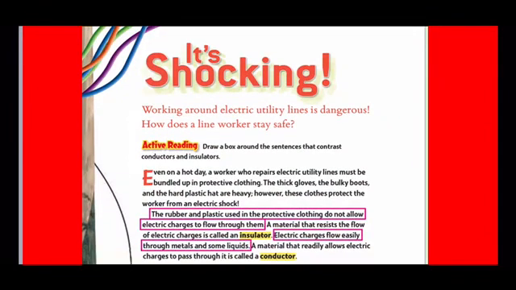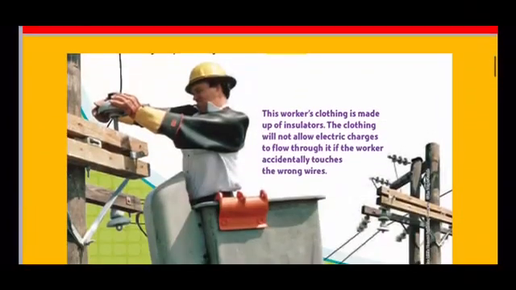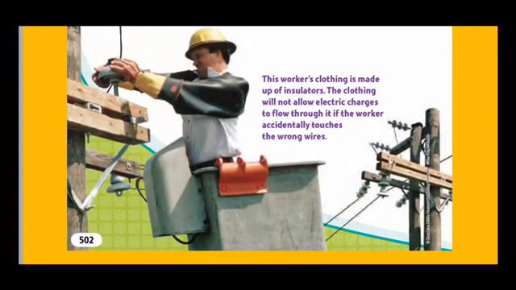Definitely. Working around electric utility lines is dangerous. How does a line worker stay safe? Look at this guy. He's working around a utility electric surface. Okay, now he's fixing the wires so we can get electricity in our homes, in our businesses, in our schools, and everywhere. So how can he stay safe?